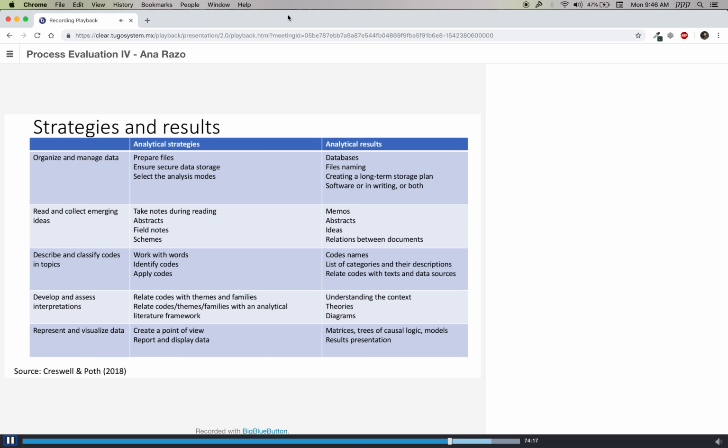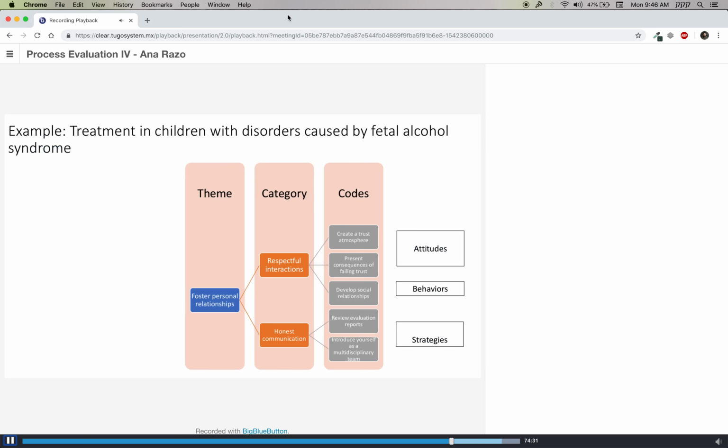And last but not least, we also need to represent and visualize data. How do we develop a point or create a point of view? How do we talk about causal relationships, and how do we do this with an impact? I am going to show you a scheme and an example of what I mean by codes, categories, and themes. So this is just an example regarding treatment in children with disorders caused by fetal alcohol syndrome.